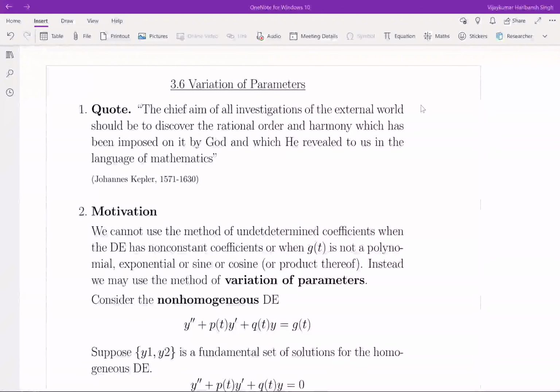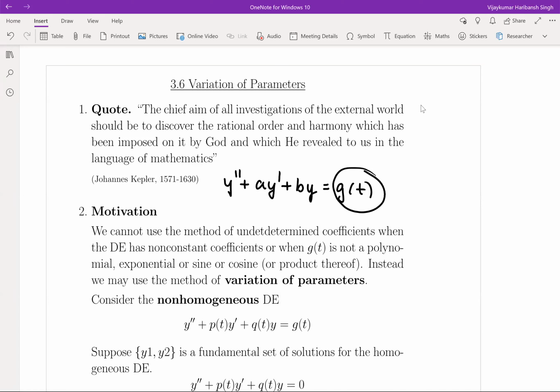Welcome students. So today we want to discuss solving a differential equation using variation of parameters. So recall, what did we do in the last class? We had y double prime plus a times y prime plus b times y equals some g of t. We solved this second order differential equation with constant coefficients. And we had g of t of special form. It was either a polynomial, an exponential, or sine or cosine, or a sum or product of these.